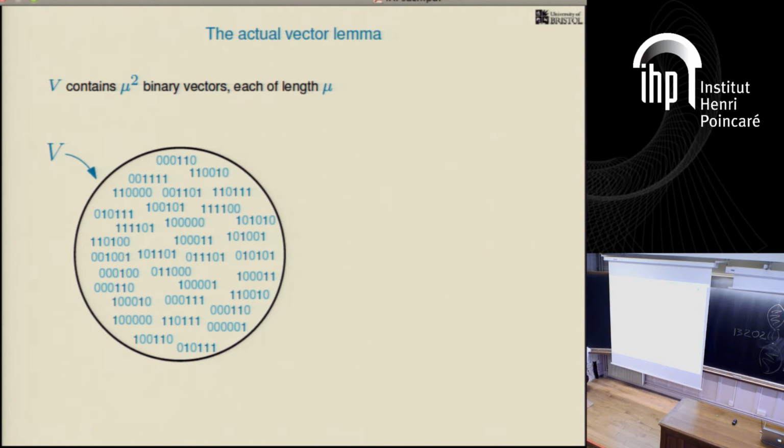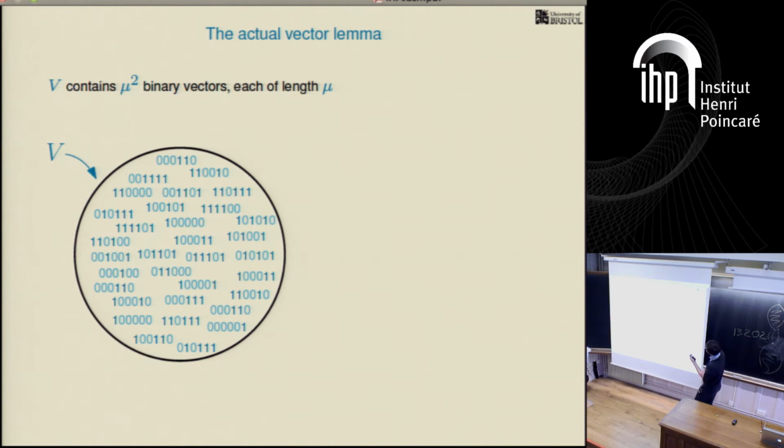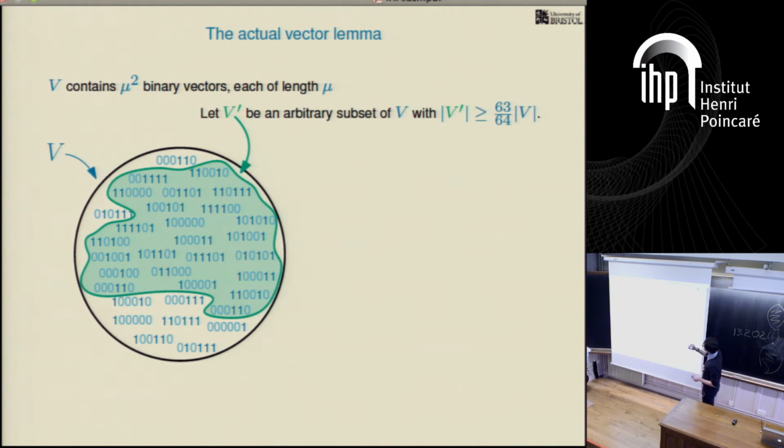So this is the actual vector lemma, which is slightly harder to prove and uses some cyclic coding theory stuff. I thought about presenting that too. I haven't got time, and even if I did, I think what I'm about to show you looks about as plausible as the original thing, so I'm not quite sure what the point would be. OK, so now instead, to allow for the fact that some of these vectors might be blocked, we can still have mu squared binary vectors, each of length mu, but I'm now going to let v prime be an arbitrary subset.